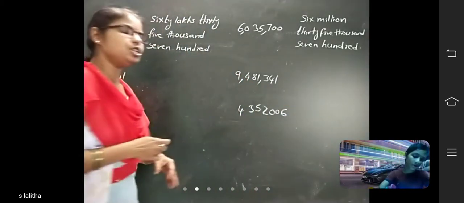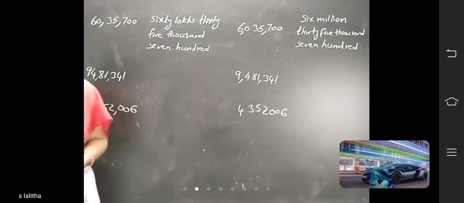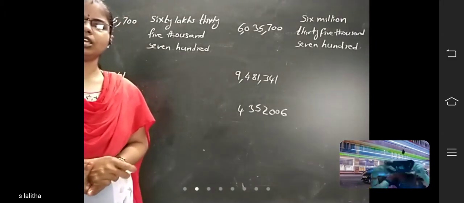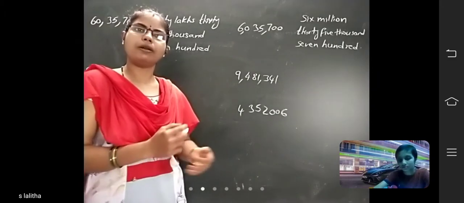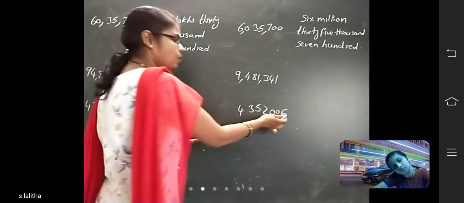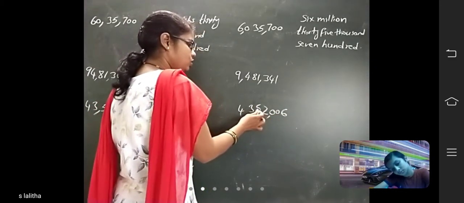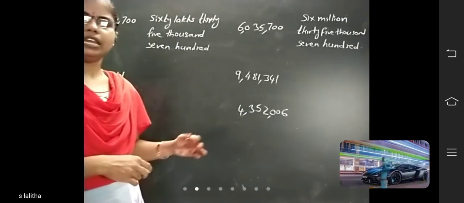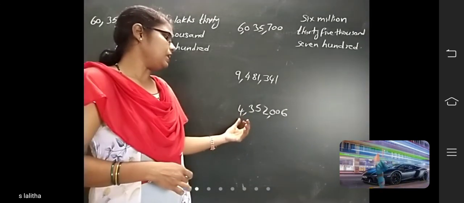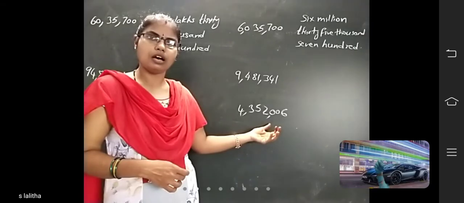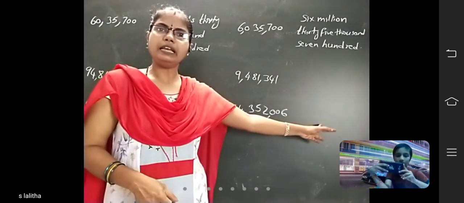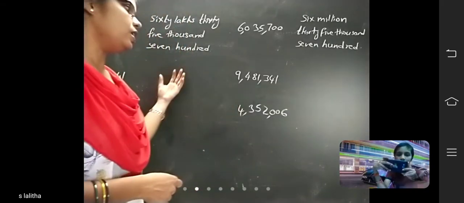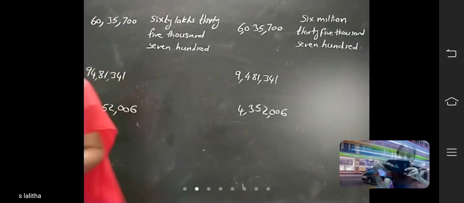43,52,006. Now you should keep the commas in the international system. How do you keep the commas? For every 3 digits, keep a comma from right to left: 1, 2, 3; 1, 2, 3. Now read this number: 4,352,006. Can you write the number name, children? So these two are homework. Can you do them?